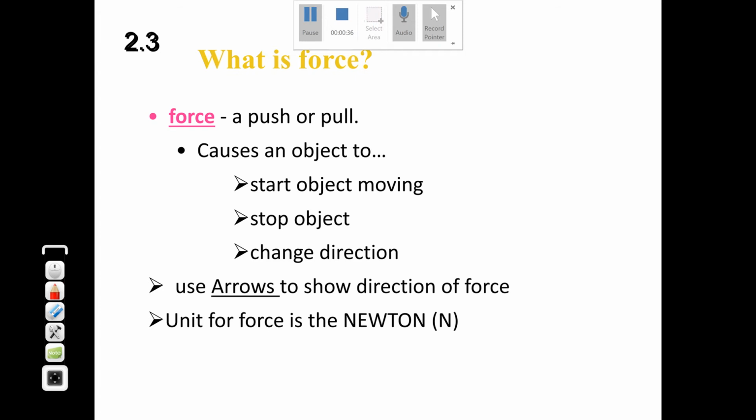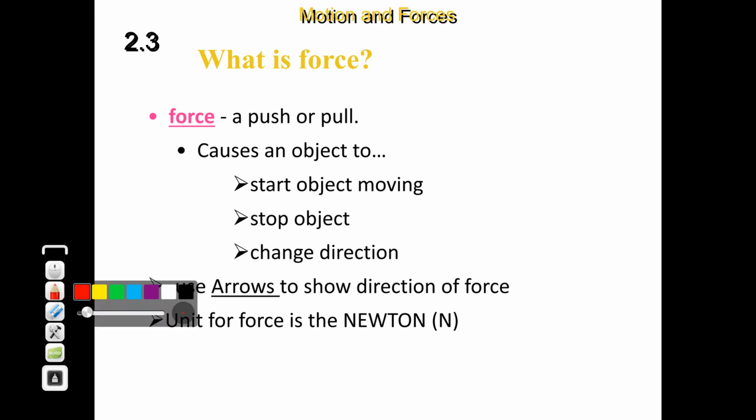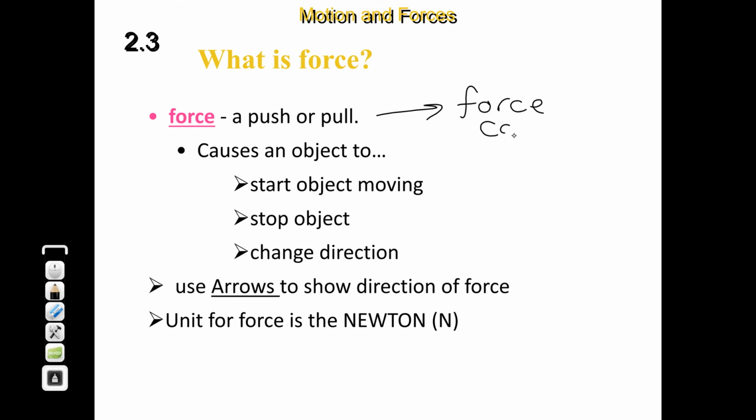A probably more technical way to say it is that a force causes acceleration. We'll see that in a formula later on. But a force causes something to accelerate. So again, that can make it go faster, slower, or change direction.